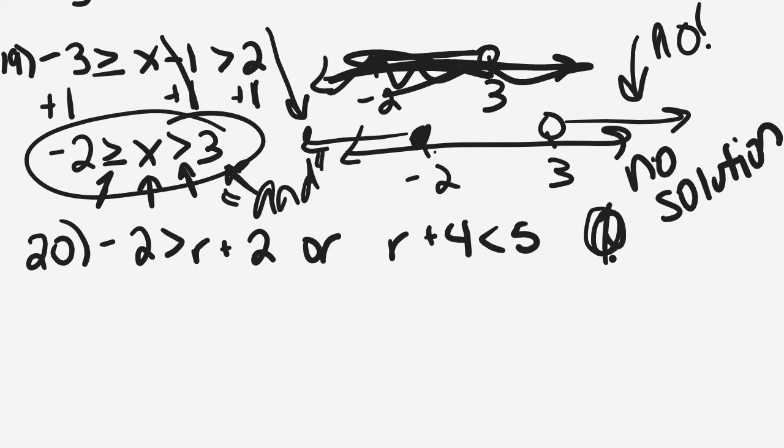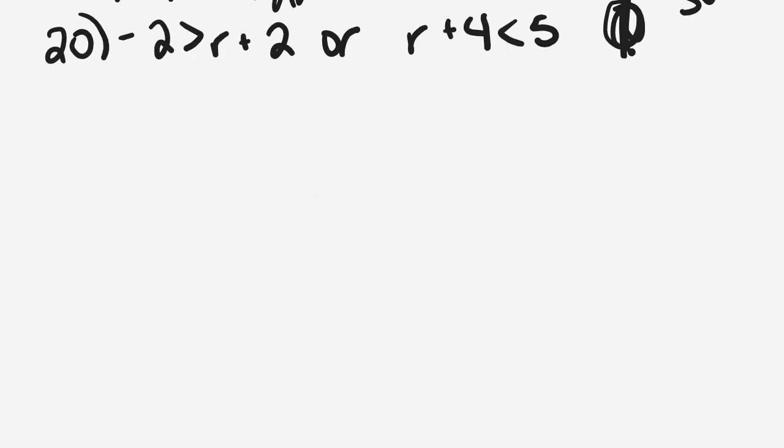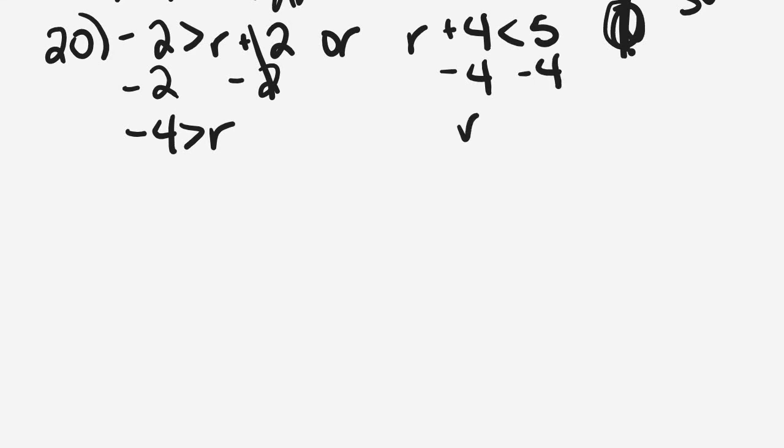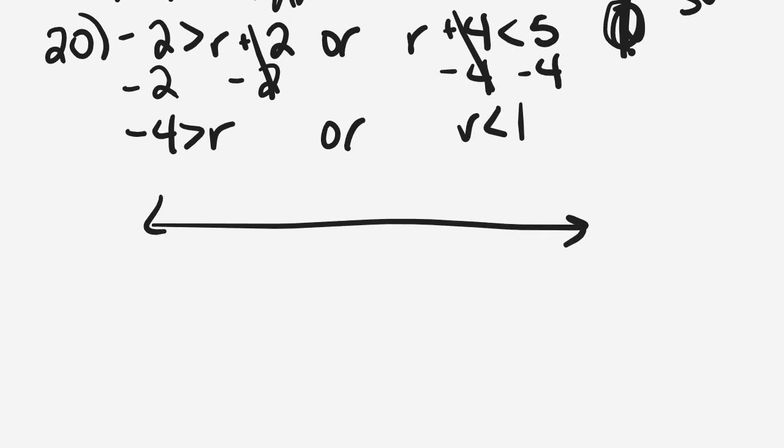Pretend that's centered. There we go. Something like that. All right. Moving on to this or statement. So we do minus 2 and minus 2. Those go away. We have negative 4 greater than r, minus 4, r, and that's going to be 1. And keep that or.